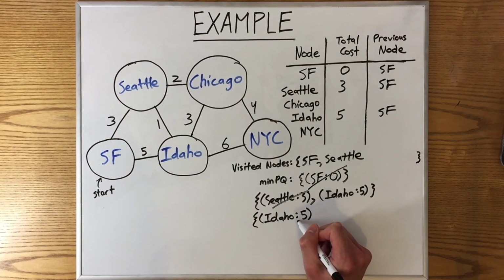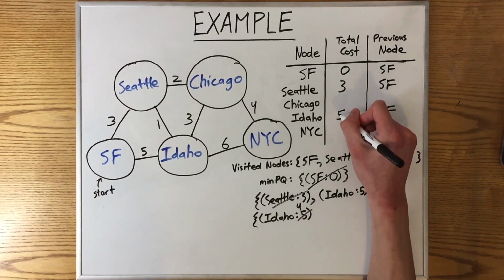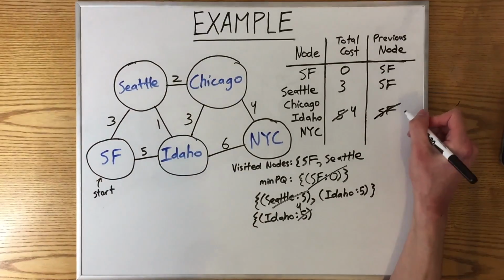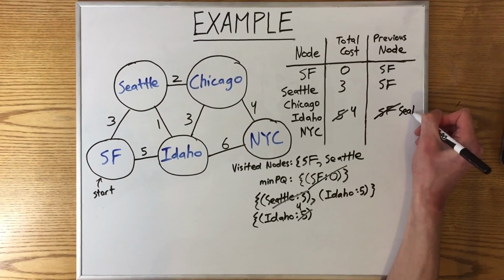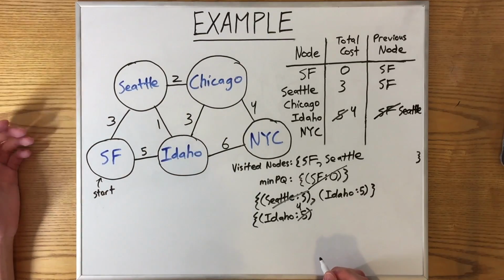So in this case, we would update the priority of Idaho to 4. We'd also update that in our table, so this 5 becomes a 4. This SF would become Seattle because it now comes from Seattle. And then after that, we just resume checking all the other neighbors of Seattle.